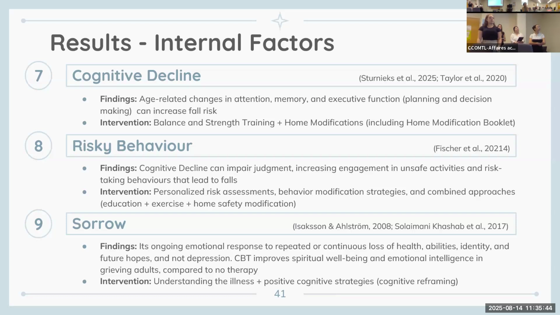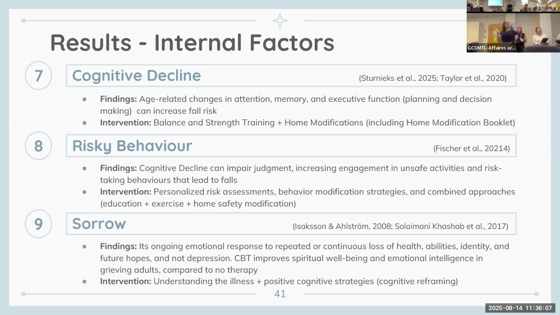Yeah, this can be problematic in the sense of what we said before with the executive functioning. If you have impaired judgment, you're not making the proper decisions with your body and navigating your environment. So we have to make sure we're addressing that, and studies did it by having personalized risk assessments, providing behavior modification strategies, as well as combined approaches that included education, exercise, and home safety modification.